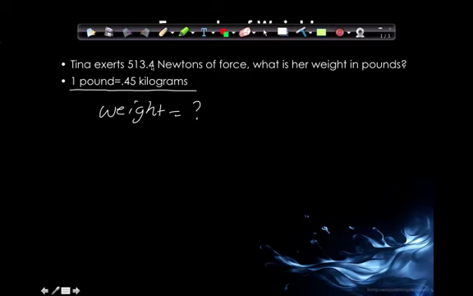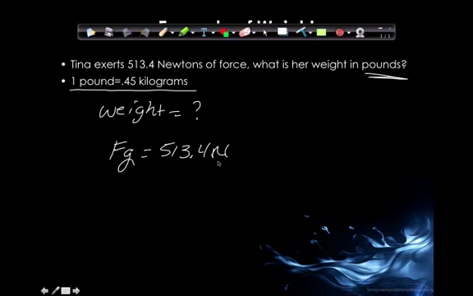It says that Tina exerts 513.4 newtons of force. So if we're just talking about her exerting a force and she's just standing there, we're really talking about F of G. So technically, I do have her weight. It is 513.4 newtons because she's just exerting this force by standing there. This is her weight, or her force due to gravity. The only problem is it's asking for weight in pounds.